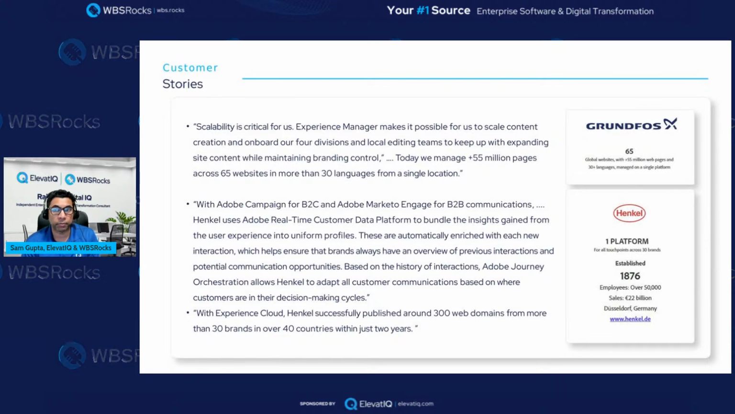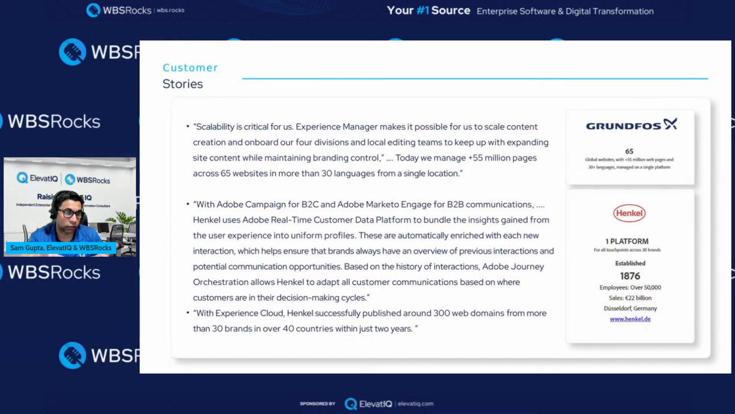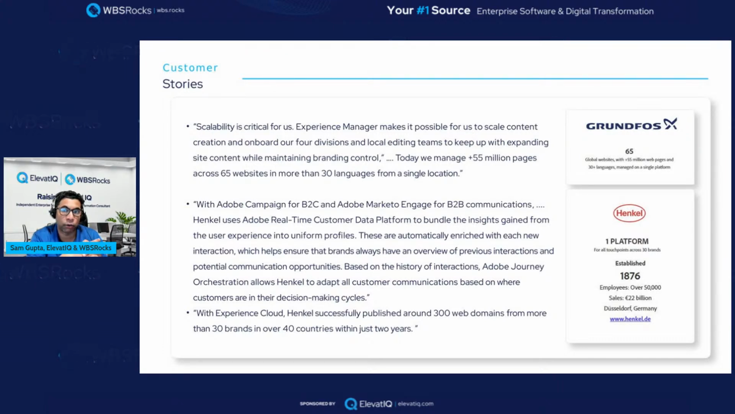Experience Manager makes it possible for us to scale content creation and onboard our 4 divisions and local editing teams to keep up with expanding site content while maintaining branding control. And the branding control aspect is going to be really critical for these global brands. Maintaining that in a centralized platform is trickier, especially if you're going to have so many different instances of CMSs, e-commerce, plus their marketing automation as well. And that's where when you are looking at these consolidation scenarios, Marketo is going to be a great fit.